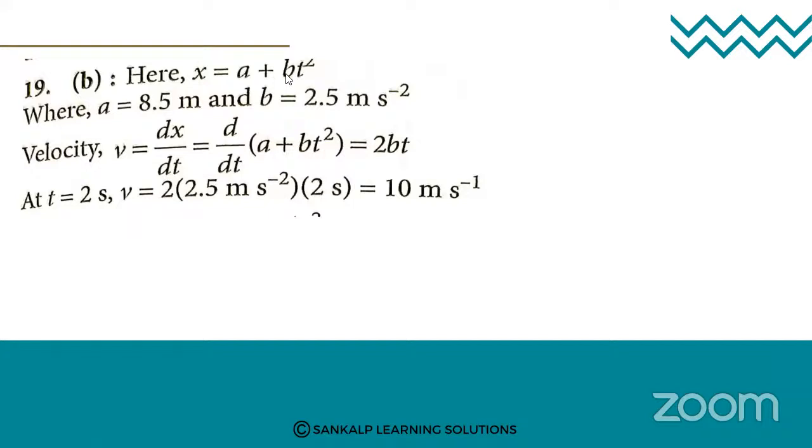Yes, see here. The given equation is x is equal to a plus bt square. A is equal to 8.5, b is equal to 2.5. So v is equal to dx by dt. I told you to differentiate this. So you will get it as 2bt and substitute t is equal to 2. Here b is equal to 2.5. You will get the answer as 10 meter per second. Correct? Copy down this.